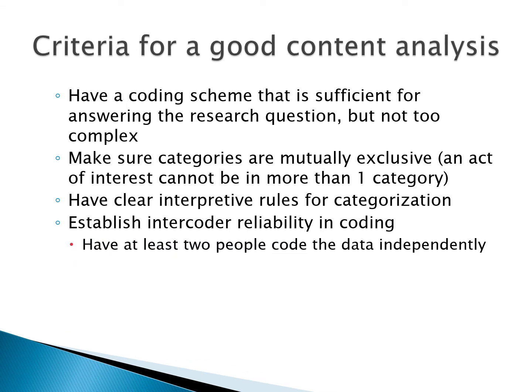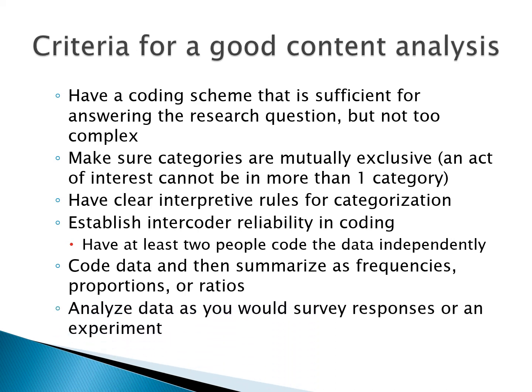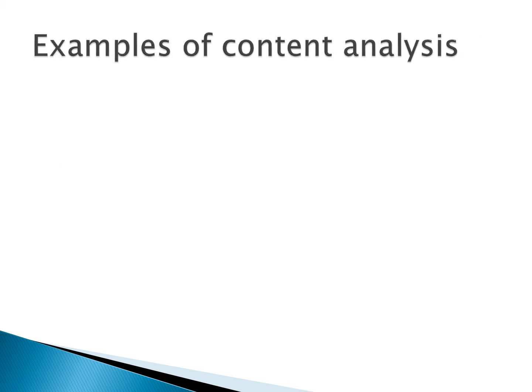And so to do that, you ought to have at least two people code the data independently. And then once you have the data, you can represent it because you basically have counts within a category. You can represent that as the number of acts that occurred within that category, how often they occurred, the proportion of that category relative to the other categories, or anything like that. All right, and then of course what you have there are numbers, and then you can analyze it as you would analyze responses to scales and things like that on survey responses or on an experiment.